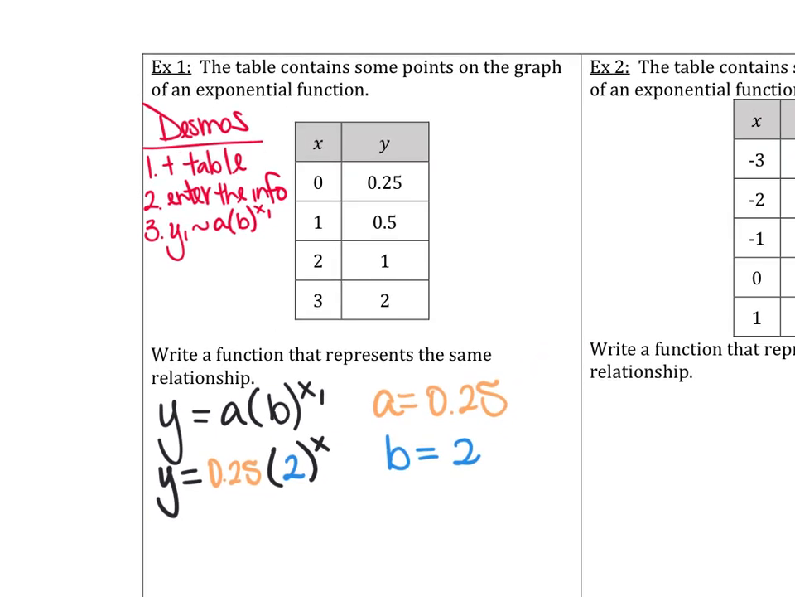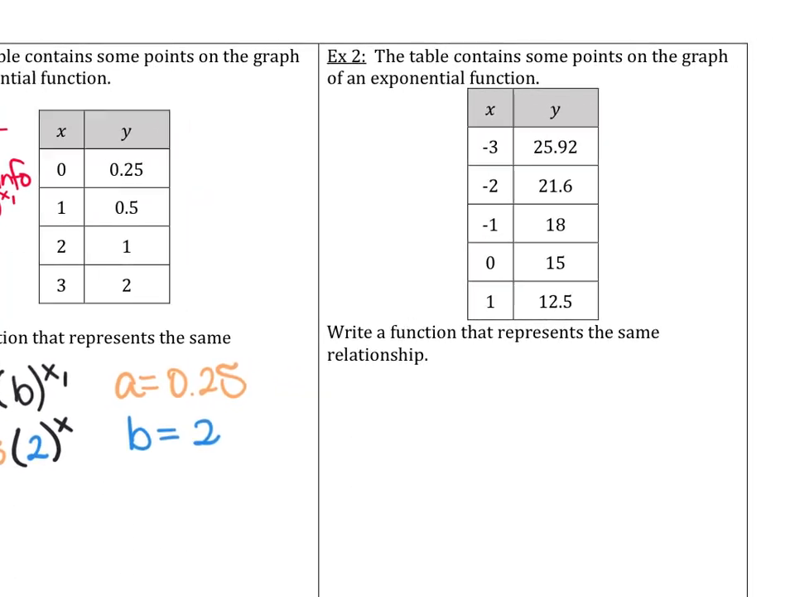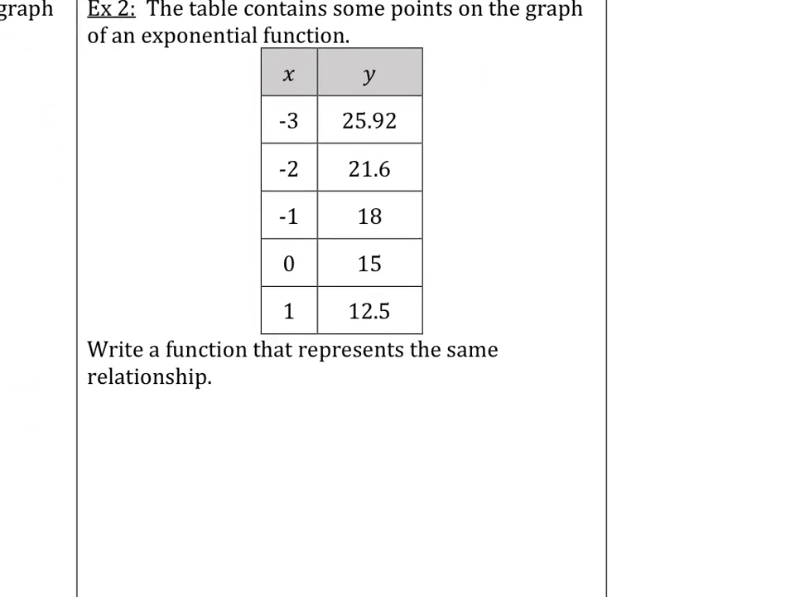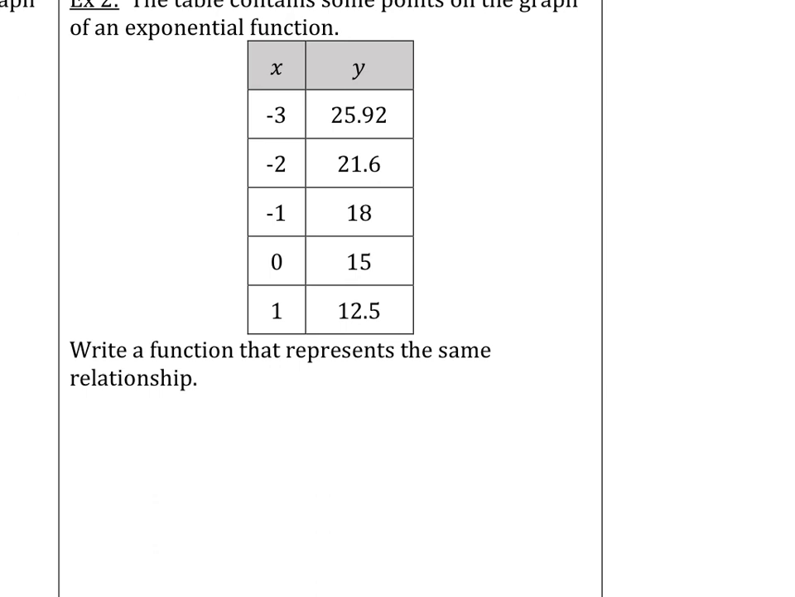Now I know I went really quickly on that, so let's try again with example number 2. You are going to take the information that you find in the table, enter it into Desmos, and then find your A and your B value. I am going to give you a little bit of time to do that. Come back and check your answers in a moment.